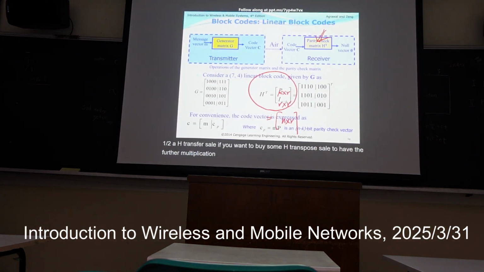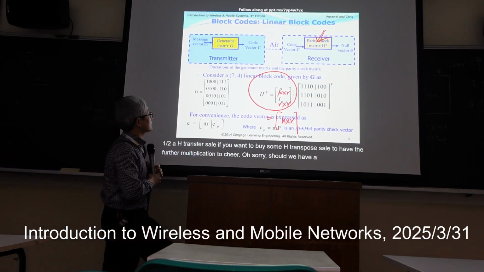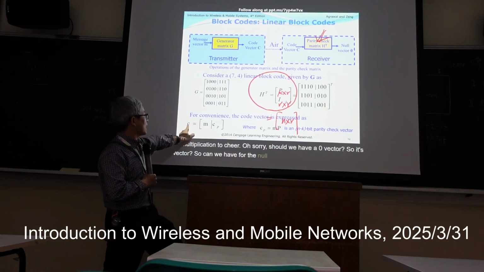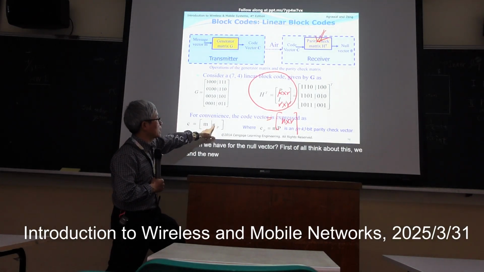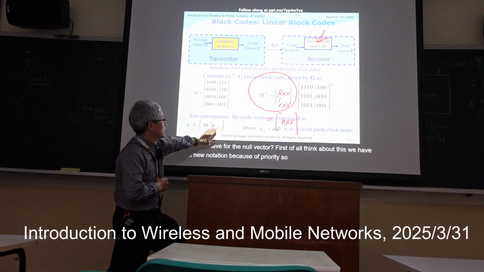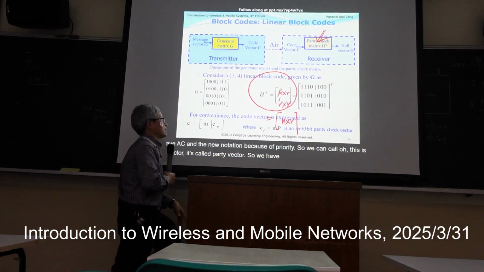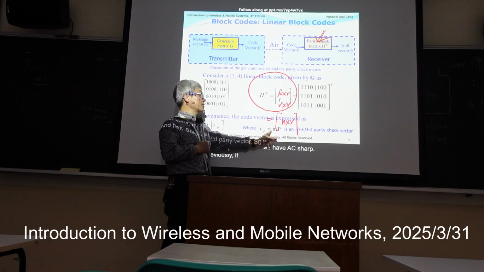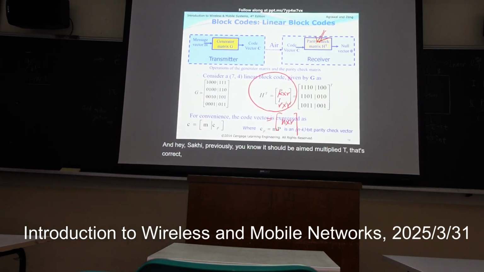Oh, finally, should we have a zero vector? So it's a null vector. Can we have the null vector? First of all, think about this. We have a C and a new notation. Because of parity, we can call this a vector, called the parity vector, so we have C sub P. And C sub P, previously you know, should be M multiplied by P. That's correct, right? If so, then we can continue.